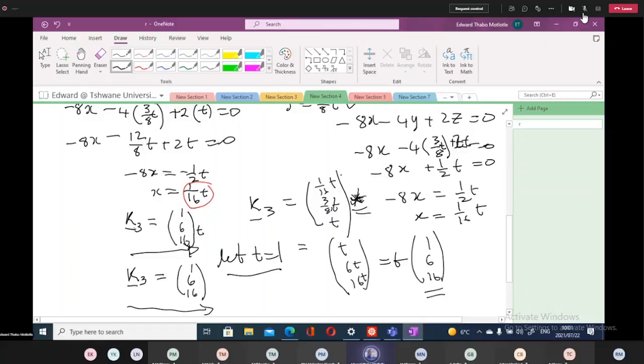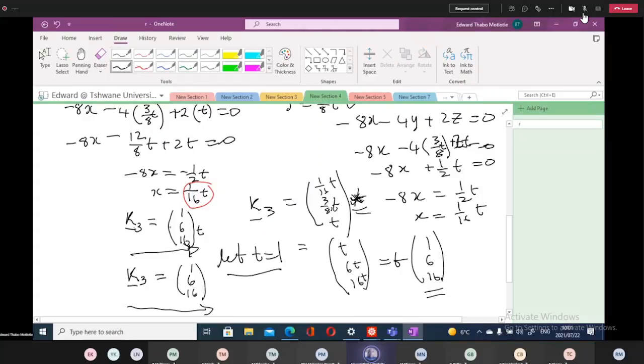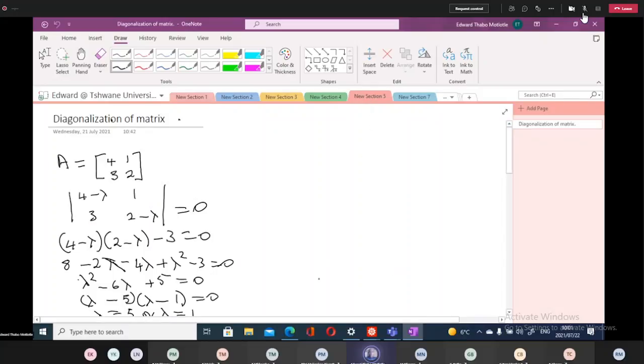So you can see that this is quite involved, but I wanted you to experience it. So that's why I sit down and solve it. Okay, now we are done with determining the eigenvectors. We managed to determine K1, K2, and K3. So this is important. We'll come back to this problem. We are still going to use these eigenvectors to diagonalize the given matrix, but that will be a problem in the next question.